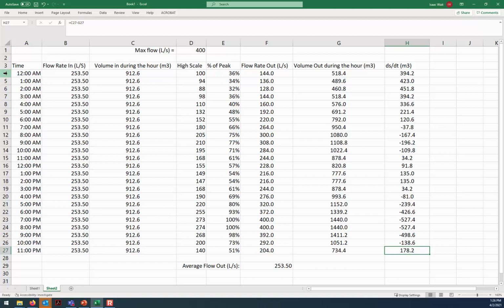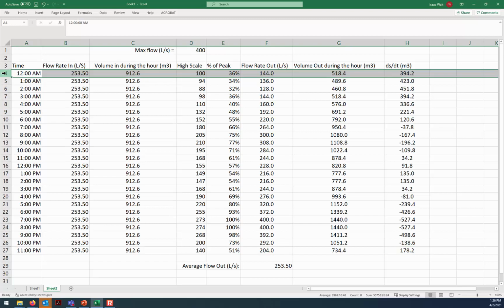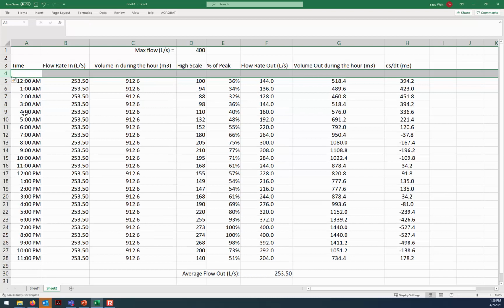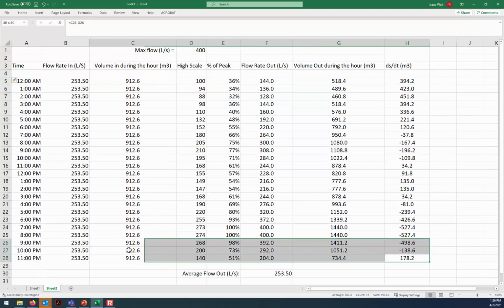This is a really important point. When students make a mistake on the project for this phase, it's usually they forgot this part. It's not complicated, it's just important. So what I'm going to do is move the 11 o'clock hour to the top. I'm inserting an extra row there. I want the daily cycle to begin with the hour that the reservoir just started to fill.